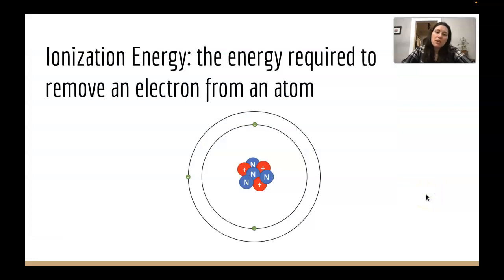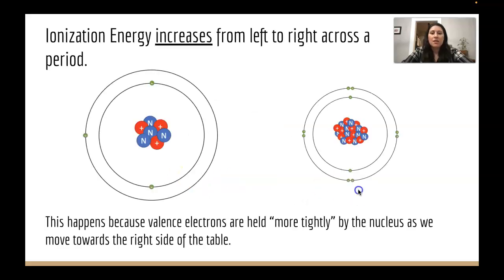All right, the second trend we're going to talk about is ionization energy. That is the energy required to remove an electron from an atom. So if we have lithium here, that means how much energy is required to take this one valence electron away, to turn lithium into an ion. So let's compare, again, going left to right across a period. Ionization energy increases going from left to right.